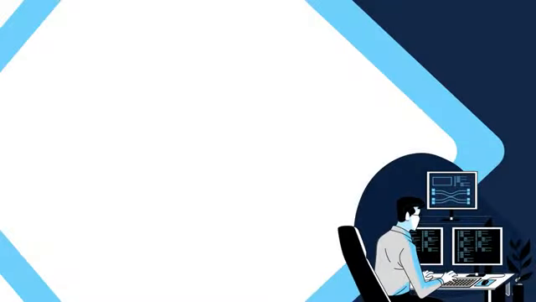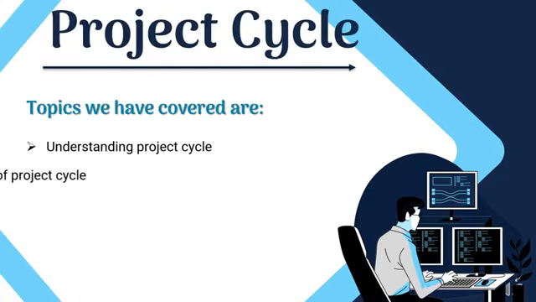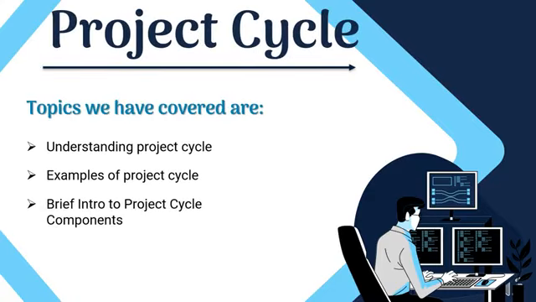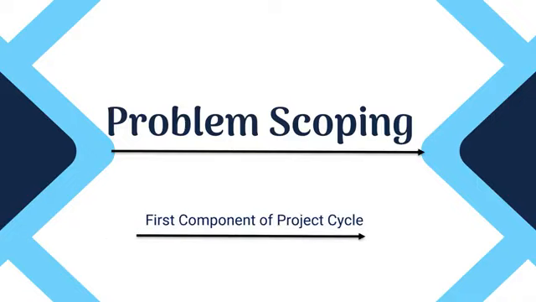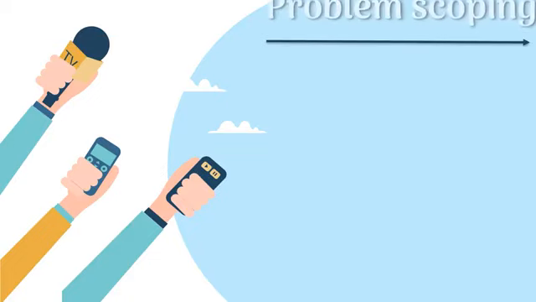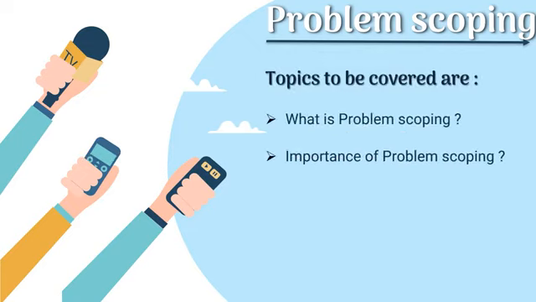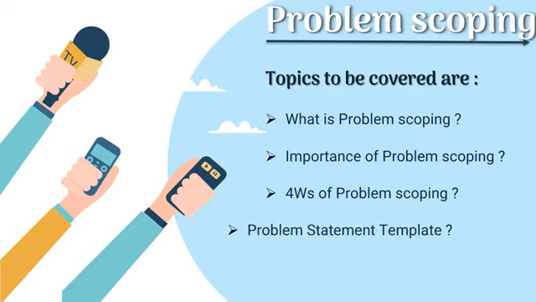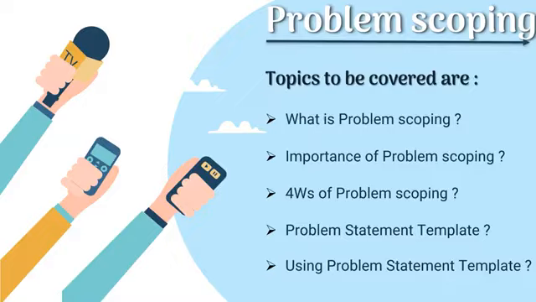Hello everyone. Continuing the project cycle series, till now we have discussed in brief about project cycle and its 5 stages. In today's video, we are going to discuss problem scoping, which is the first stage in the AI project cycle. In this video, we are going to focus upon: first, what is problem scoping, importance of problem scoping, 4 W's of problem scoping, problem statement template, and using the problem statement template.